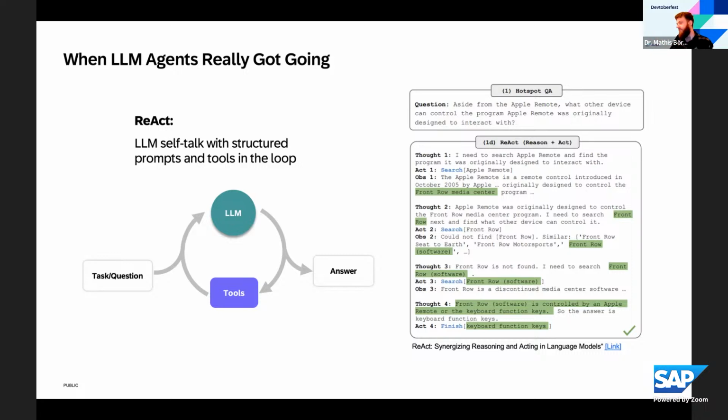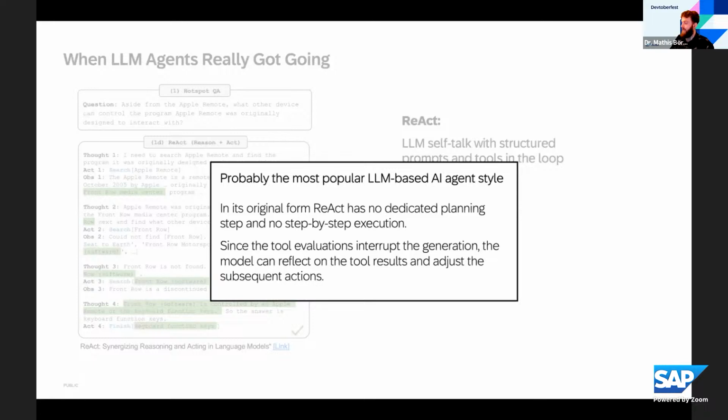And this is much faster to iterate, much easier to use, and you can combine it with a lot of tools, as we will see in a moment. Yeah, and this is probably the most popular LLM-based agent style until today. It's the default in most frameworks, and it feels like the hello world of AI agents.